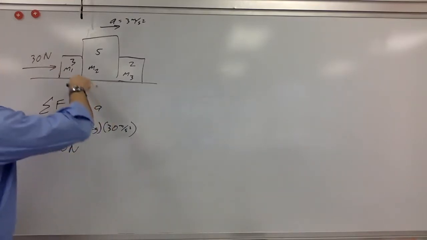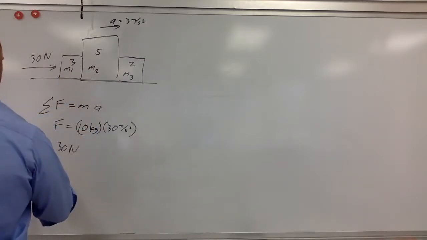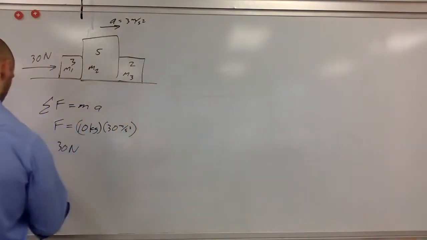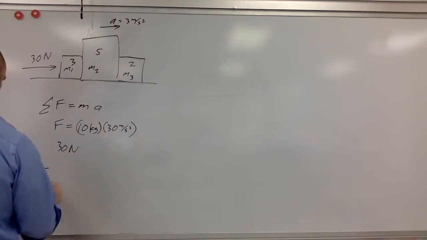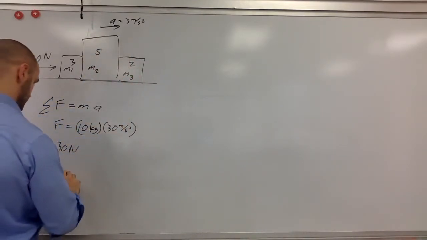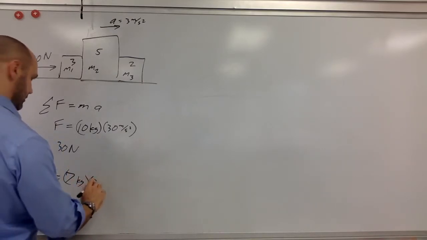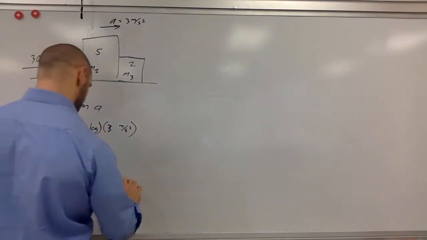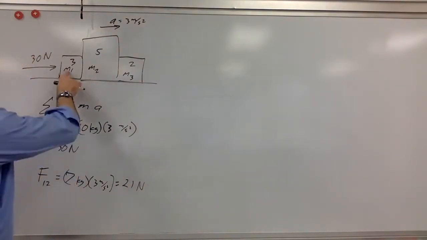Really simple. Now I want to know, what's the force that 1 exerts on 2? Well, let's write it this way. The force of 1 on 2 is equal to whatever this total mass is, and this total mass is 7 kilograms, times the acceleration, which is 3 meters per second squared. Sorry, I jumped ahead of myself there. And so this is 21 newtons. That's the force of 1 on 2.